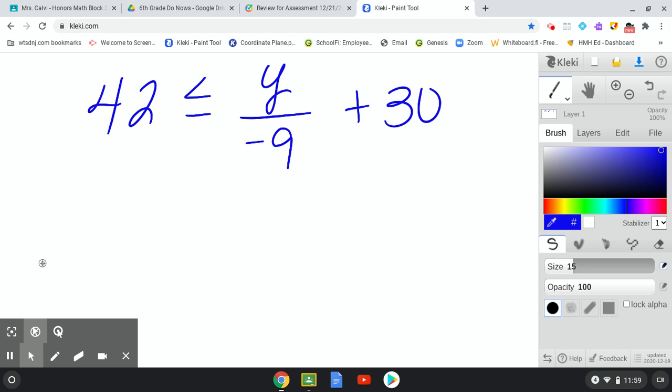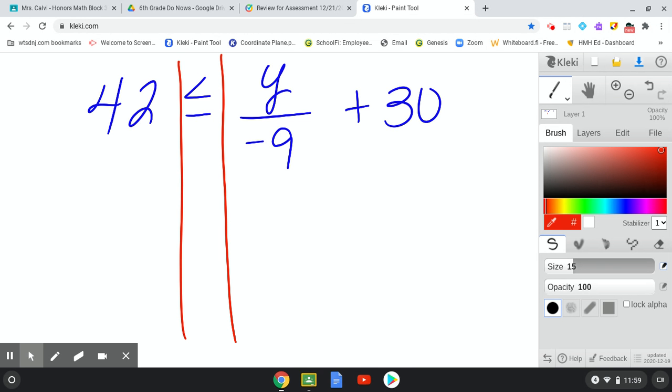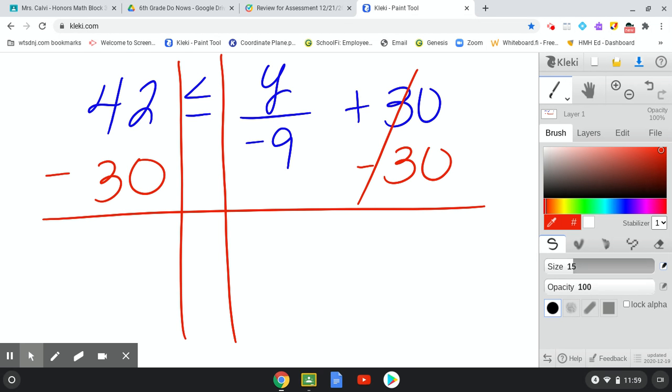Okay, so here I have 42 is less than or equal to y divided by negative 9 plus 30. So remember, I always want to get rid of my constant first. My constant is my number that is by itself. It's not with my variable. So this positive 30 is my constant. I'm going to get rid of that by subtracting 30 on both sides. The 30s on the right cancel.